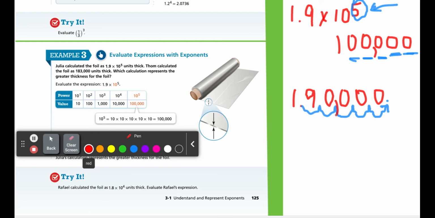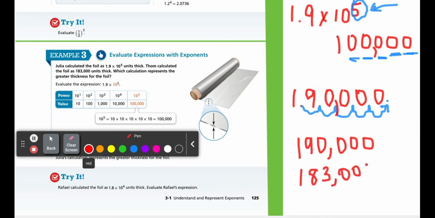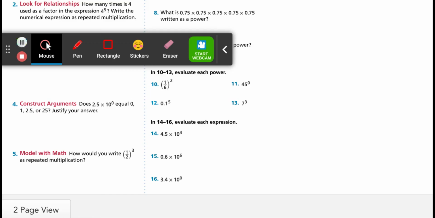So now let's go back to the question. It's pretty much saying who's right. Tom calculated the foil as 183,000 units thick. Which calculation represents the greater thickness for the foil? So is 190,000 bigger? Or is 183,000 bigger? 190,000 is bigger.